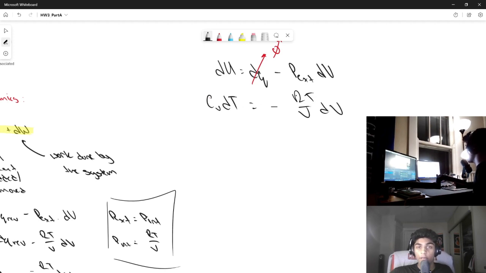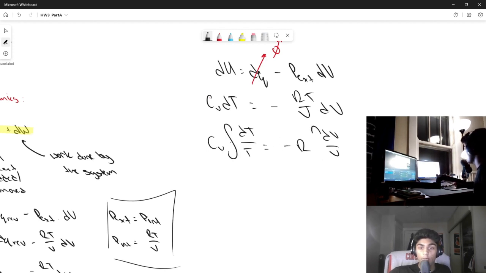To do that, we're going to have to divide by T on both sides. So now we have CV times dT over T is equal to negative R, because now the T is on the other side, negative R times dV over V. And just like last time, we're going to go ahead and integrate both these sides. CV and R are constants, so we don't really need to deal with that.